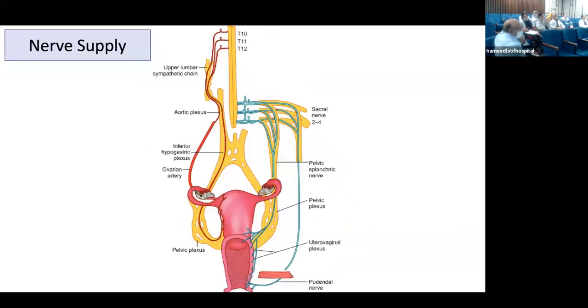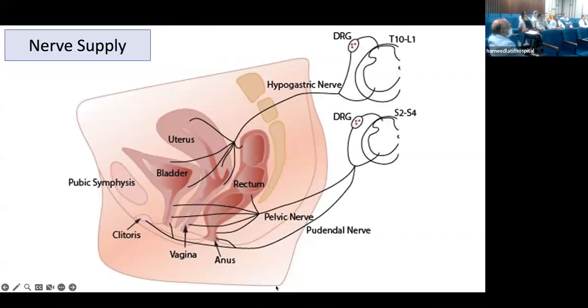Then nervous supply. It is also important. It is actually T10 to L1 almost. That is one. And the next, this diagram is quite useful because it has T10 to L1. It supplies, you see here, the upper part of the rectum, the body of the uterus, bladder, and the upper part of the vagina. And then S2 to 4, pelvic nerve or pudendal nerve, they supply the lower part of the rectum, lower part of the vagina, urethra, and the perineum and the vulva. So remember T10 to L1 and S2 to S4. That's why when you are to give epidural analgesia or spinal anesthesia, this is the level at which it should be given. So that is the practical implication of that.